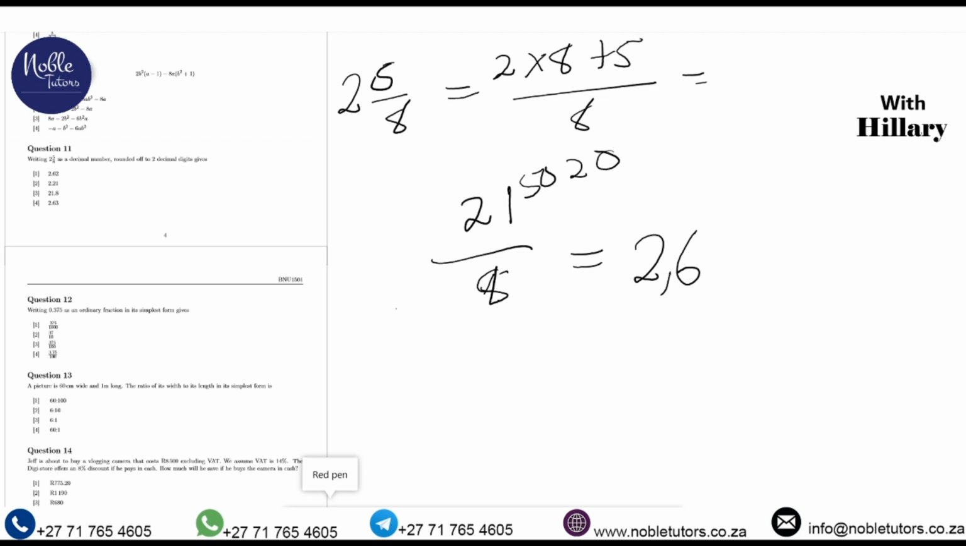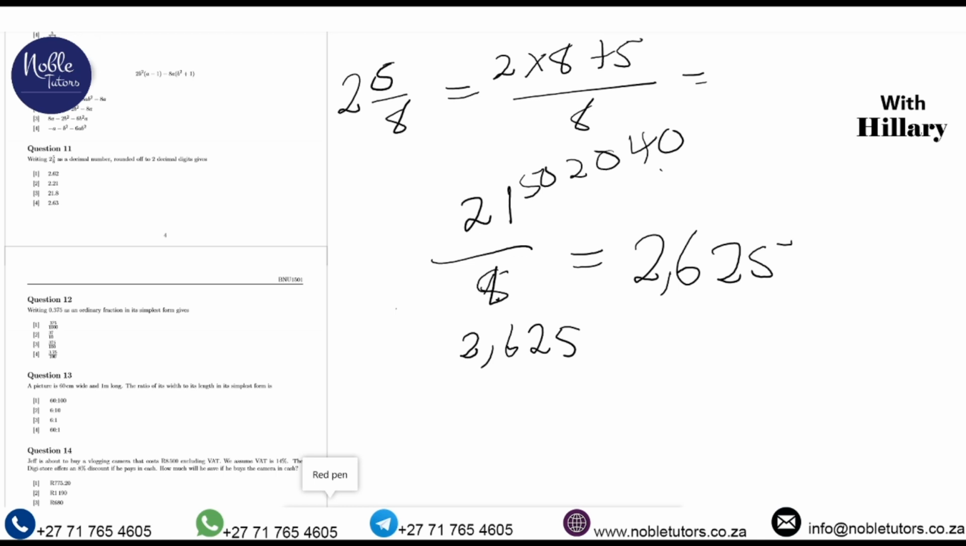8 into 20, it gets how many times? Twice. Remainder 4. And that 4, we add a 0. Then you say 8 into 40, it gets 5. So our actual answer in decimal is 2,625.